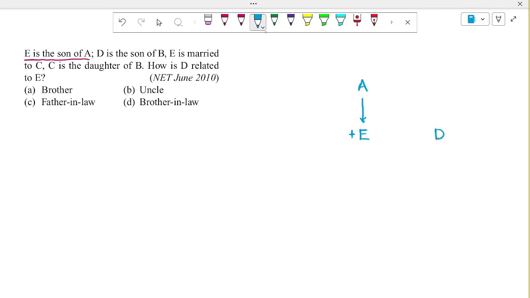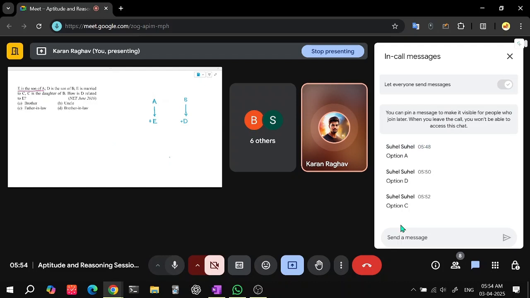We have got D is son of B. In this way, just draw the diagram and can you tell me the answer? As I have told you, whenever you want the full benefit of these classes, you should solve in the live class. Okay, that will give you a real feel of the exam itself. Just try to draw the diagram fully and try to tell me what is the answer.